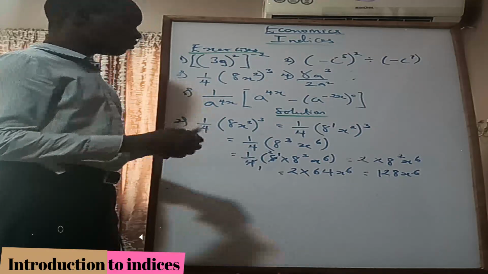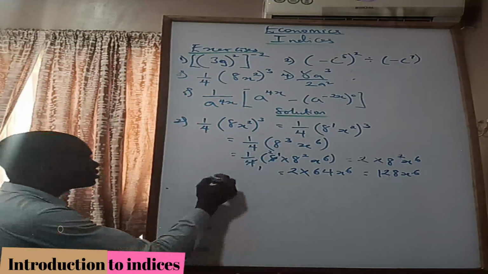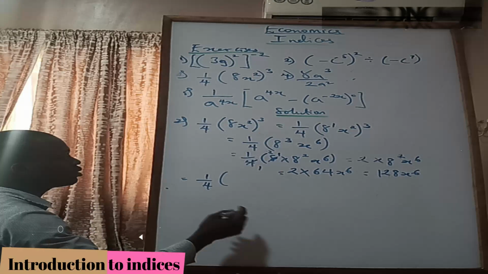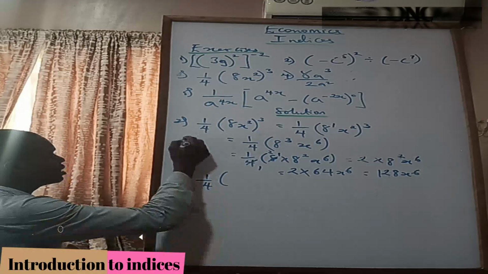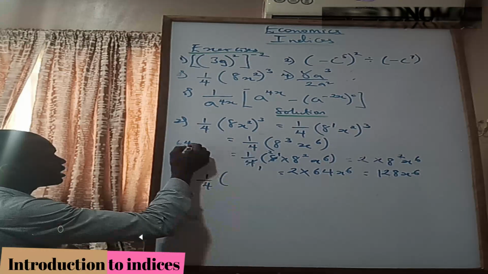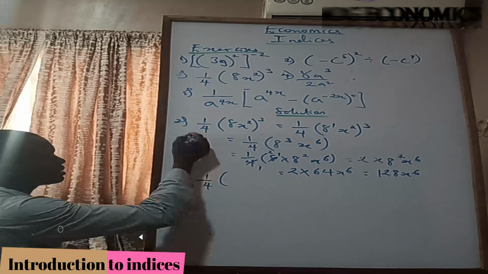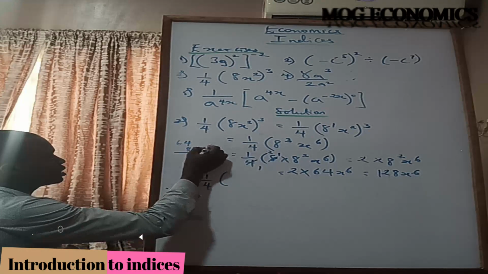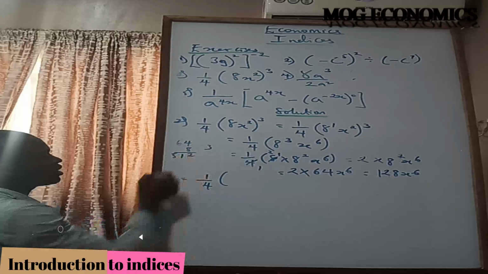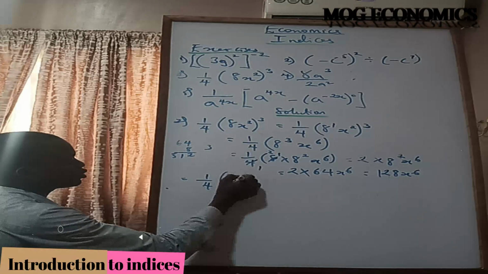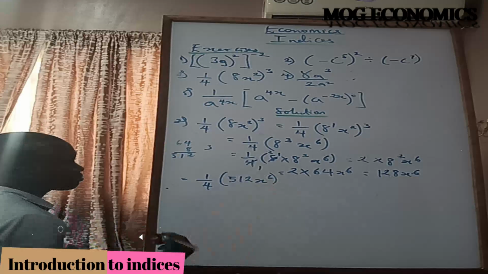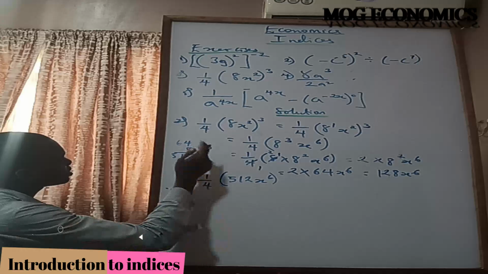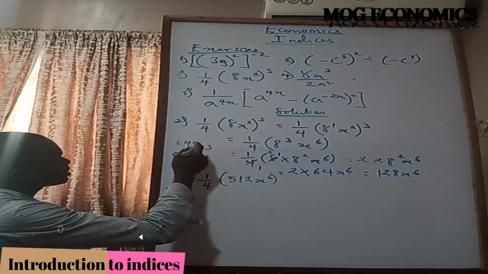Or if you want to complicate the whole thing for yourself from the very beginning, we could have just said this is equal to 1 over 4 times 8 cubed. Just get a calculator. 8 cubed, is it 216? 64 multiplied by 8. 8 times 4 is 32, 8 times 6 is 48. So this would have been 512. So you'd have 512 and x raised to power 6. Is it meant to be 512? Yes, 512.